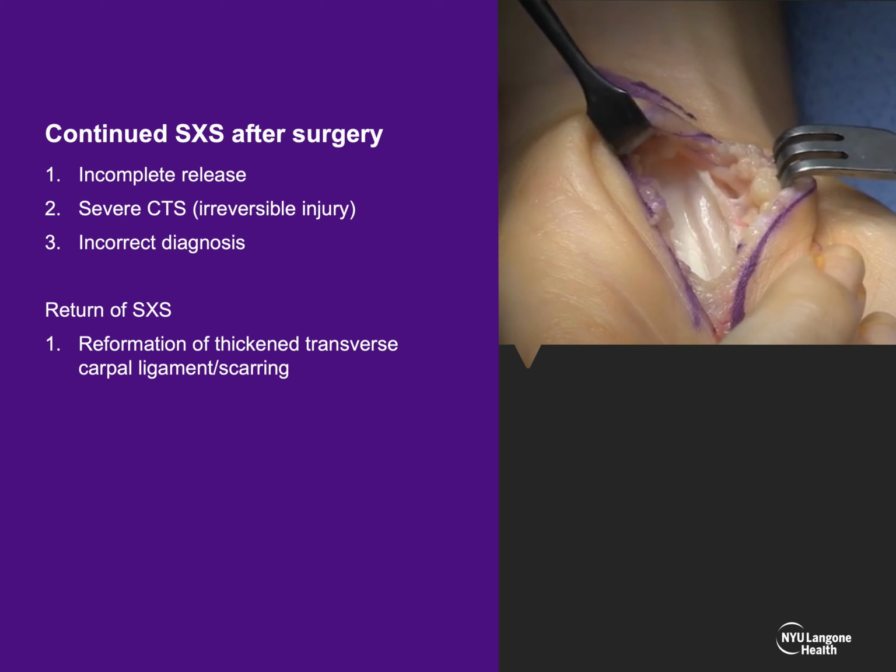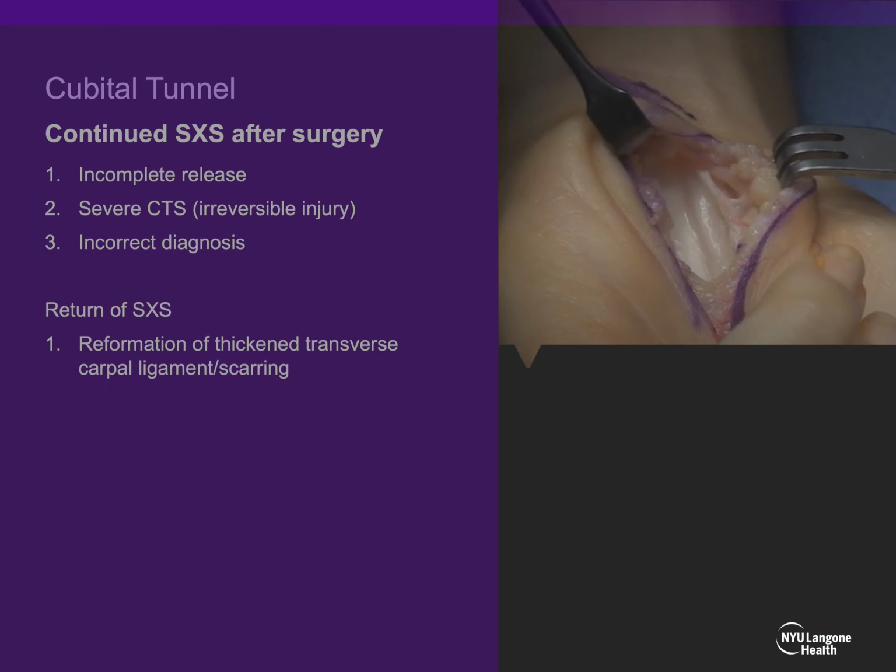Incorrect diagnosis is a concern as well, with cervical radiculopathy or peripheral neuropathy that can present in the same fashion as carpal tunnel syndrome. If someone has return of symptoms, it's very important: did they have resolution of the symptoms? Was there improvement in their symptoms? If there was improvement, how much improvement? And if their symptoms are worsening, is it the transverse carpal ligament that's rescarring or reforming? So if they had near complete improvement of their symptoms after release, then it's the reformation of the scar. But if they had just moderate improvement, then you have to think of incomplete release.